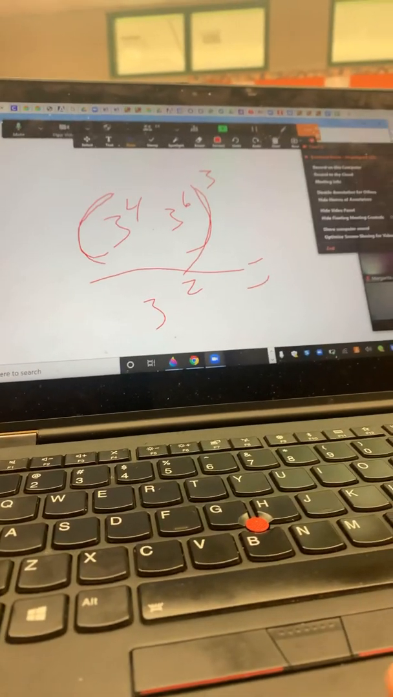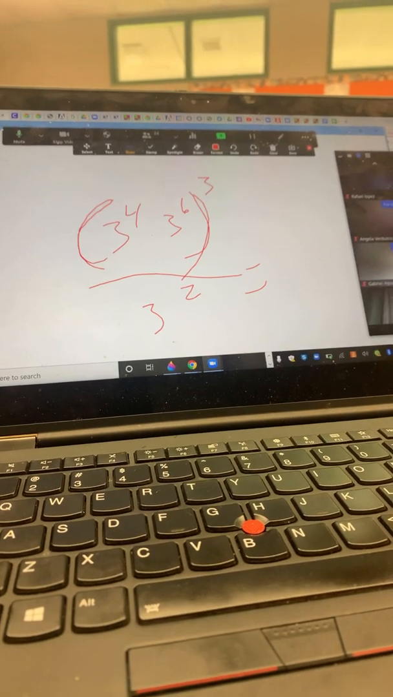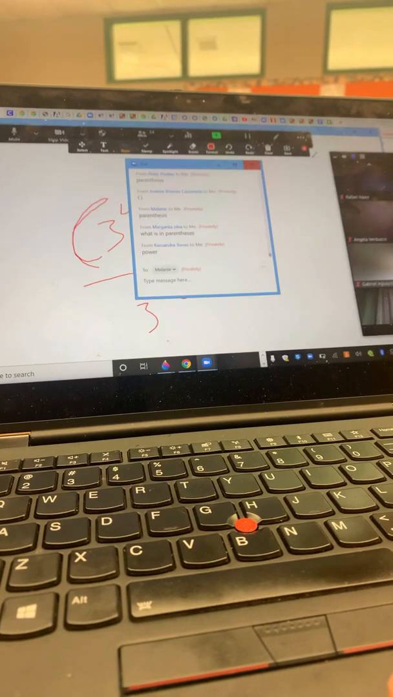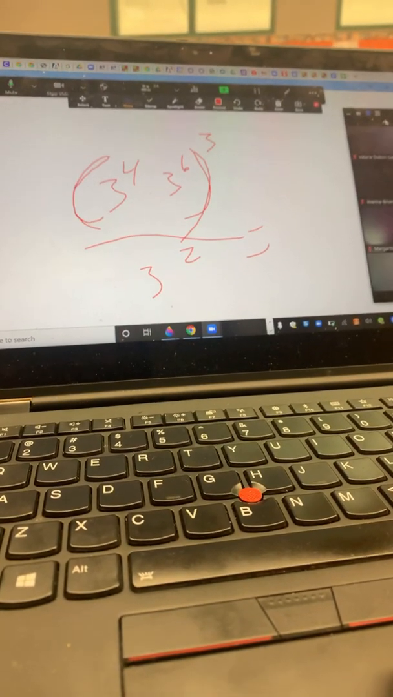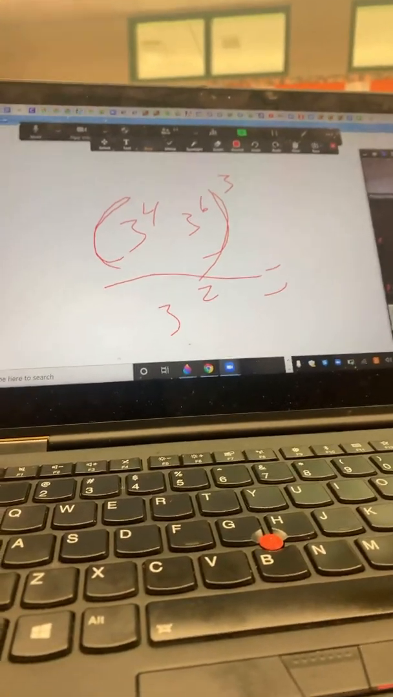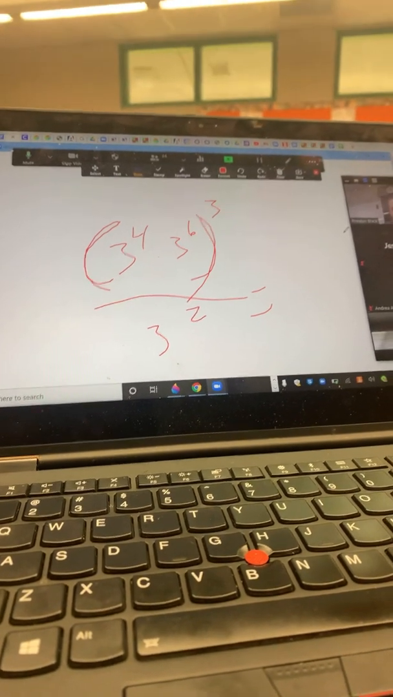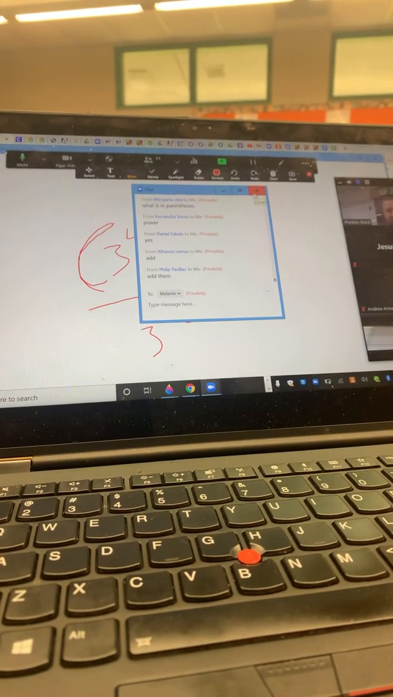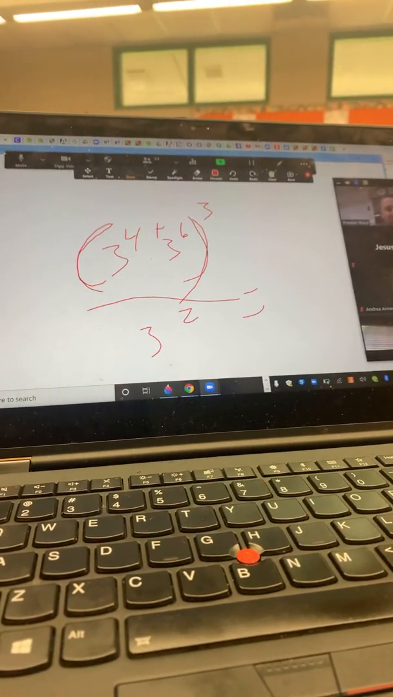Are the bases the same? Give me a thumbs up if the bases are the same in the parentheses. Yes, they are, right? So, if they're the same, what do we do to the exponents? If the base is the same, what do we do to the exponents? We add them, right? Good. Good answers in the chat. So what is 4 plus 6?